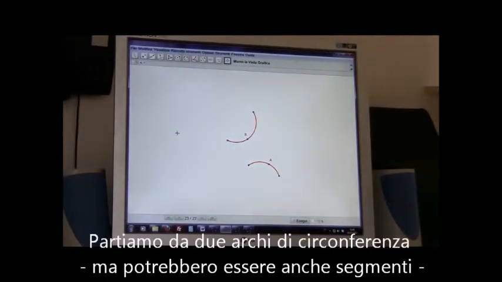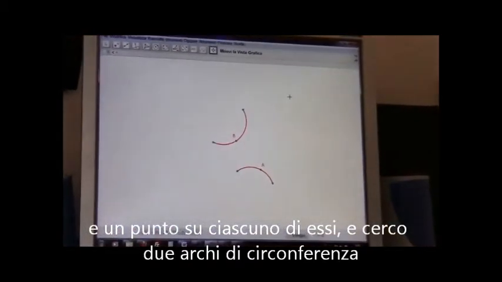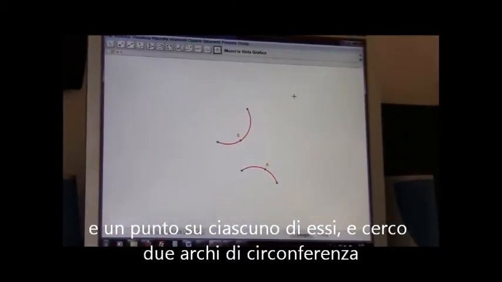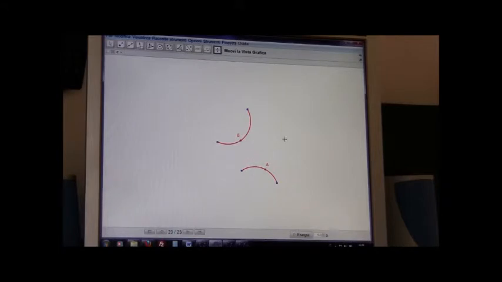Again, we have two curves. They are arcs of circumference. They could also be segments. And on each one of them I have a point, and I want to find two more arcs of circumference which are linked together in a smooth way, and each one of them is connected to these two points also in a smooth way. So let's see what we can do.